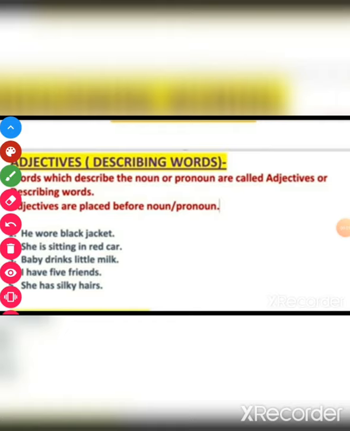Before moving on to adjectives, let us know the actual meaning of adjective. Adjective means to add something. Here adding means you are going to describe a little more about the noun or a pronoun.